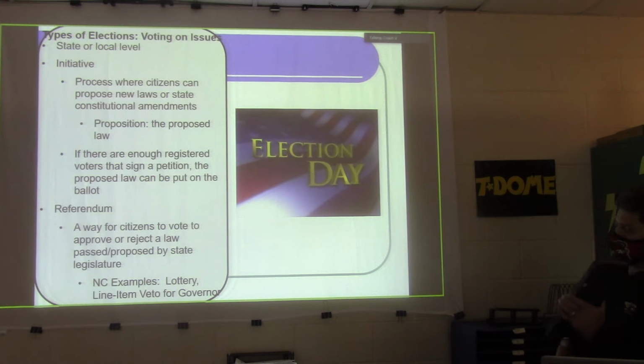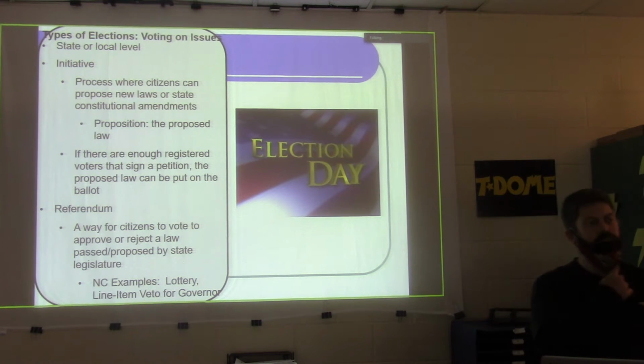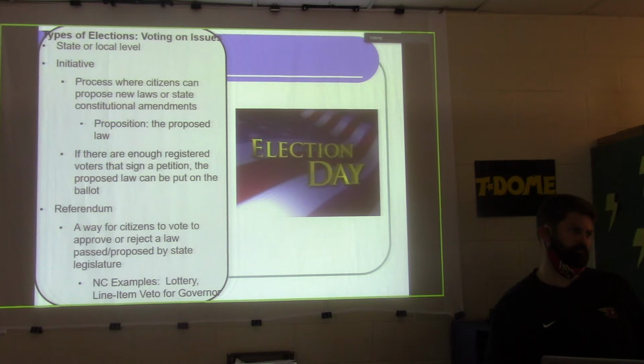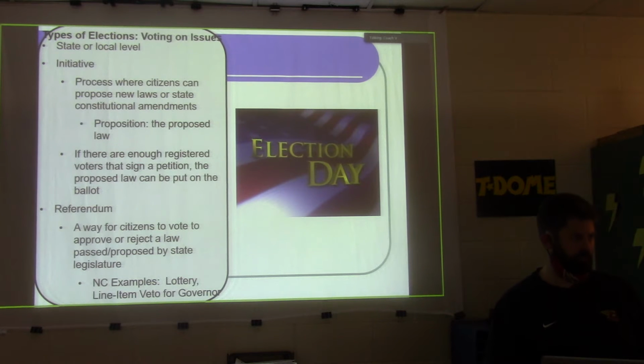If you're registered as a member of a party and you don't want to vote for that party's candidate, can you vote for the other one, like the other party? Yes. You could just be listed as a Republican and vote for a Democrat all day long. Why would you do that though? Because you don't believe in that particular candidate. Can you change your registration? You can change it.